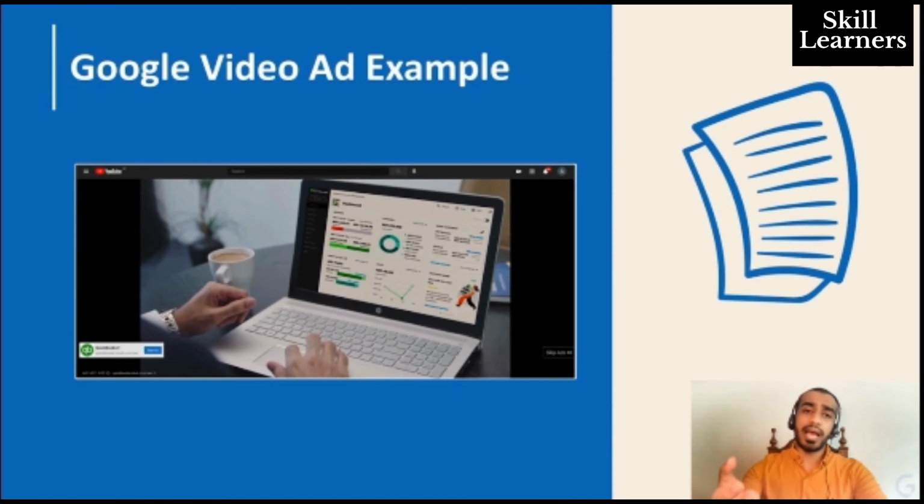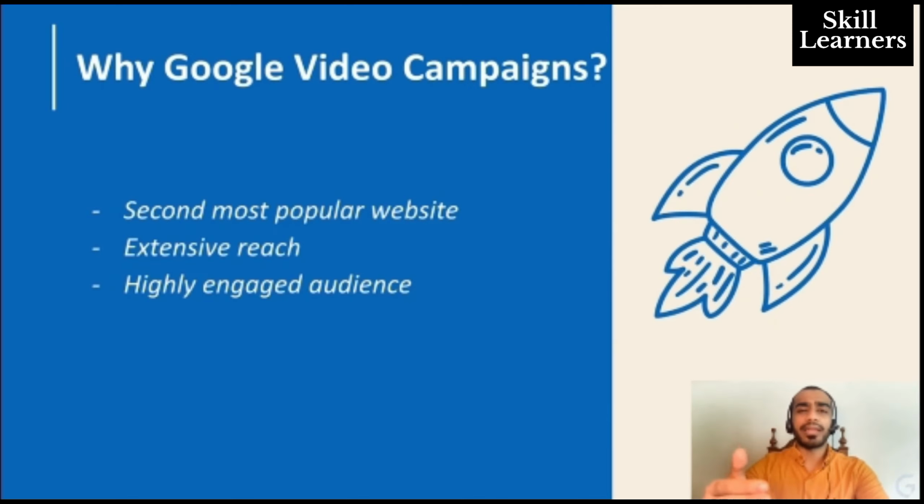So here is a quick example of what a Google video ad looks like. Here I've put a snippet of what the ad would look like on Google, and you can see that there's the skip ad button, which indicates that this is an advertisement and you can skip it. Of course, within this there are multiple formats. There are skippable ads, where like this specific button, you can actually skip the ad, and there are non-skippable ads, bumper ads, and ad sequence. There are multiple formats of this Google video campaign that we will be looking into in the coming slides. But before that, we need to understand why Google video campaigns at all.